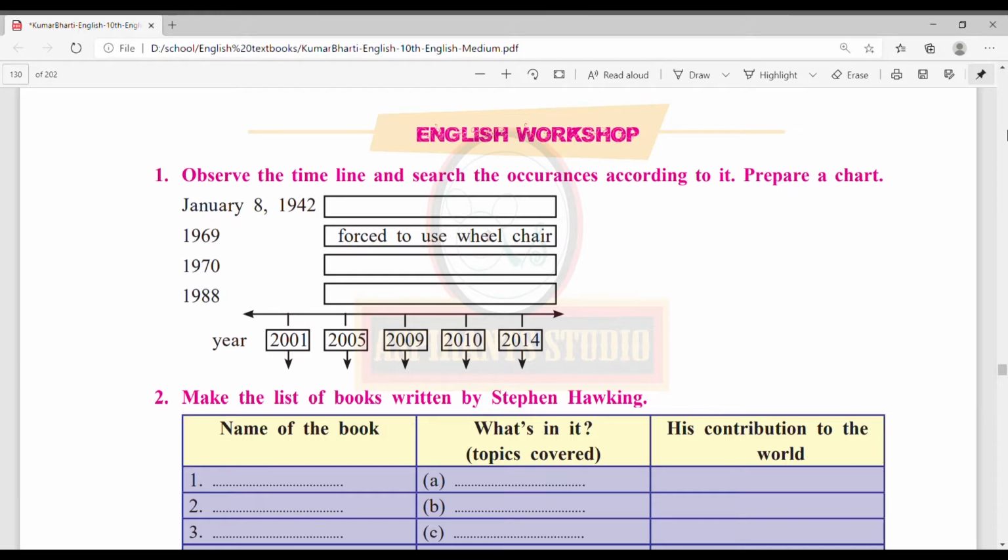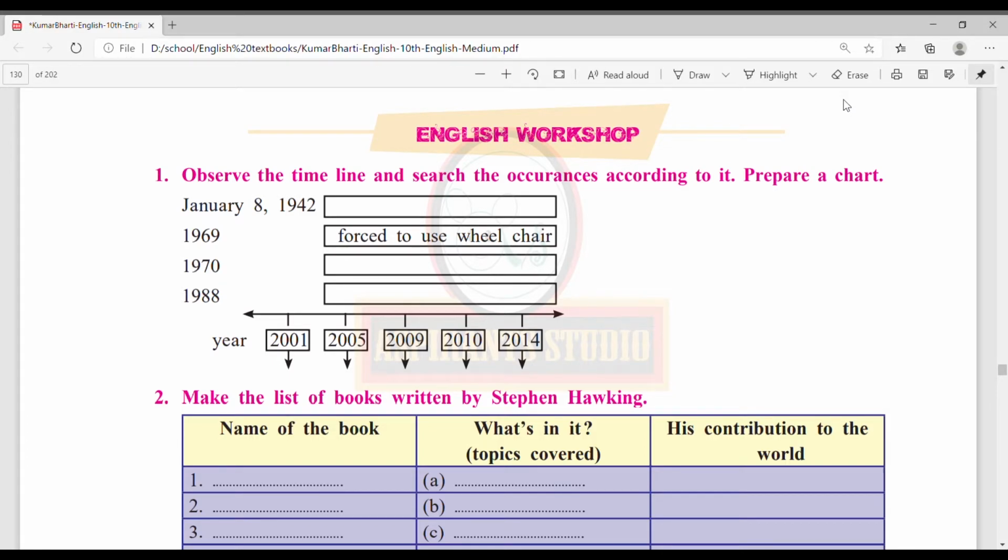English workshop 1. Observe the timeline and search the occurrences according to it. Prepare a chart. January 8, 1942: Stephen Hawking was born. 1969: Forced to use wheelchair. 1970: A graduate student helped manage Hawking's care and work. 1988: Published A Brief History of Time.